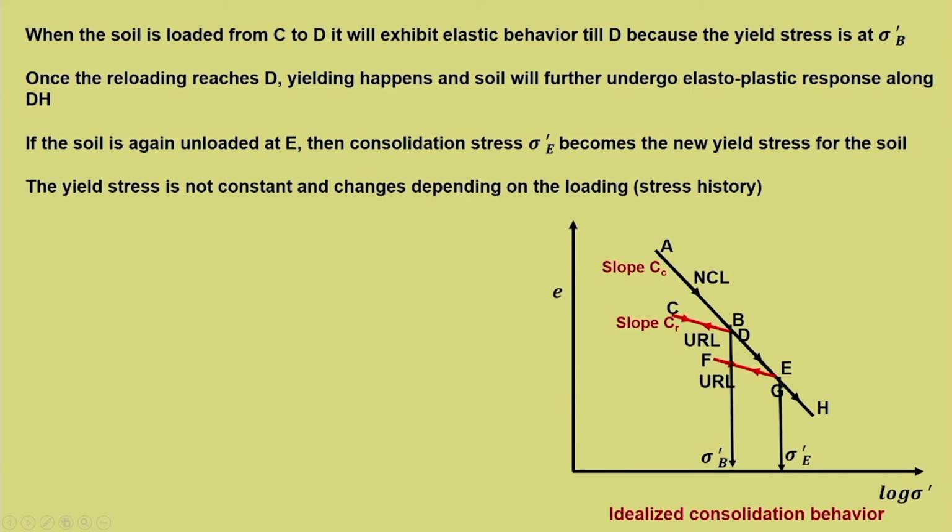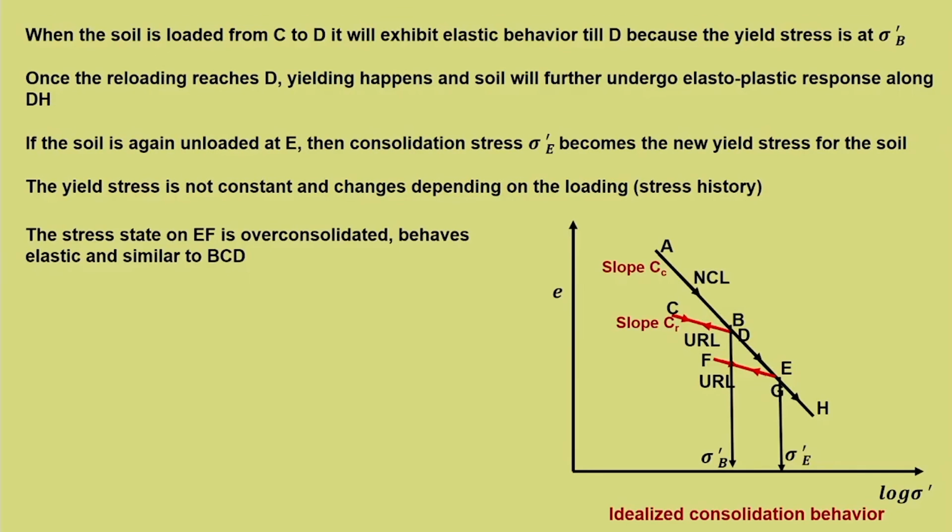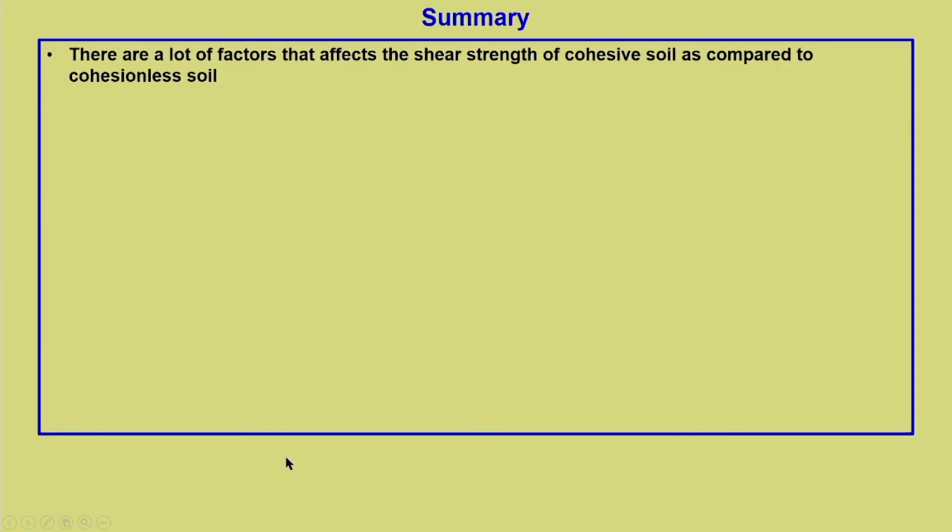So, yield stress is not constant and changes depending on the loading, that is, stress history. So, this we need to keep in mind. Unlike other materials, yield stress in soil keeps changing and it depends upon the previous loading or the stress history. The stress state on EF is over consolidated and it behaves elastically, similar to BCD.